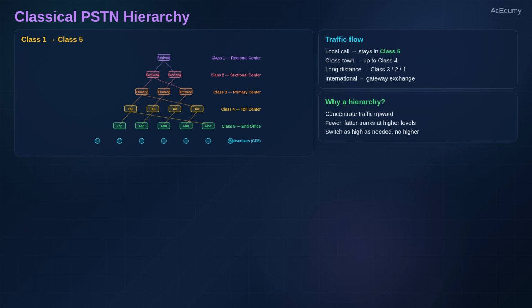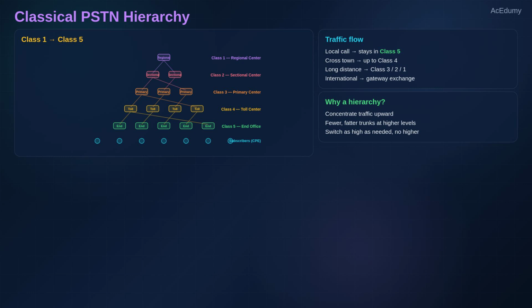Class 1 at the top is the regional center. There were only a handful of these in the entire country. Class 1 centers were fully meshed with each other to provide nationwide coverage. The traffic flows like a tree.